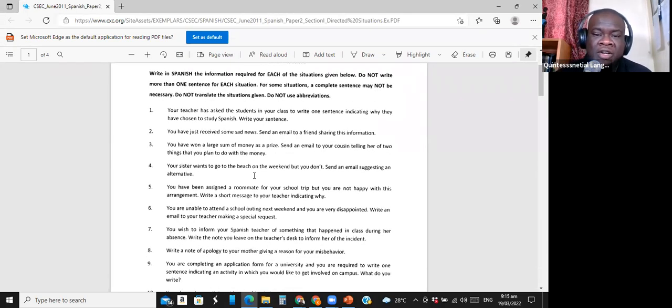Your teacher asks the students in your class to write one sentence indicating why they have chosen to study Spanish. Write your sentence. So remember what I've spoken about language functions. What function is the language fulfilling here, right? Teacher has asked the students to write one sentence indicating why they have chosen to study Spanish. So here the language function will be something like giving a reason. So we're looking for keywords like por qué.